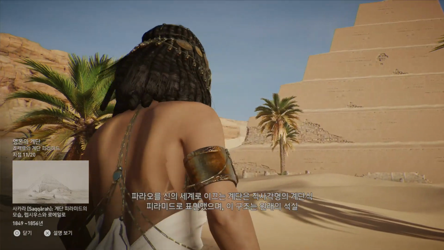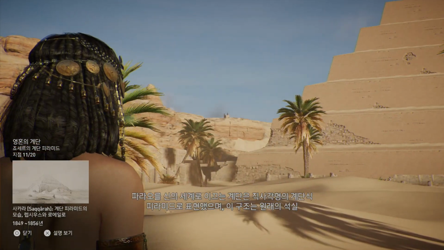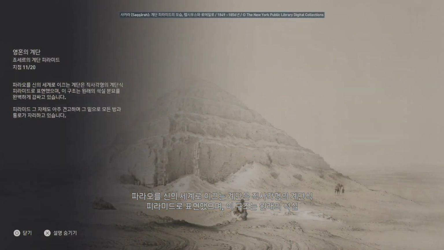A staircase allowing the pharaoh to enter the divine world was represented by a tiered pyramid, oblong in shape, completely enveloping the original mastaba. The pyramid itself is a solid structure. All of the chambers and tunnels are beneath the structure.